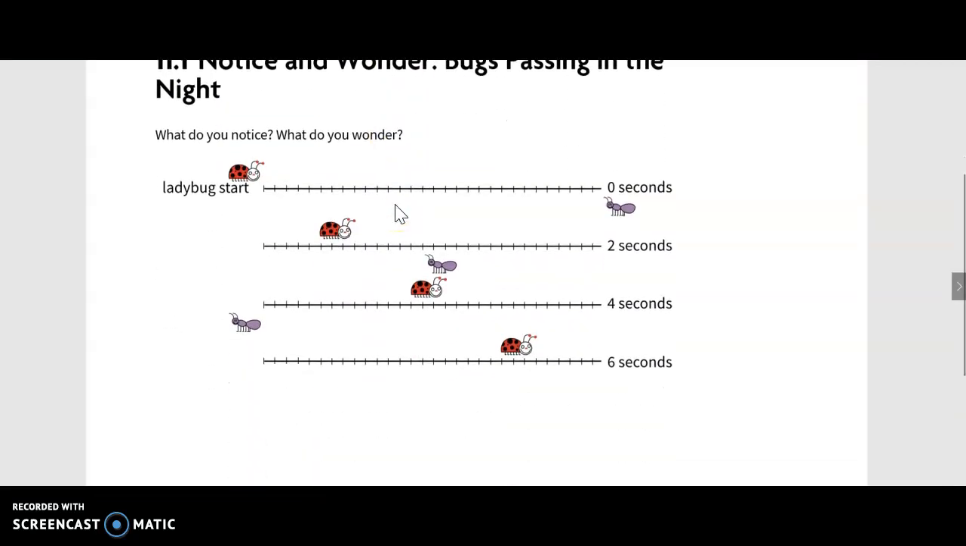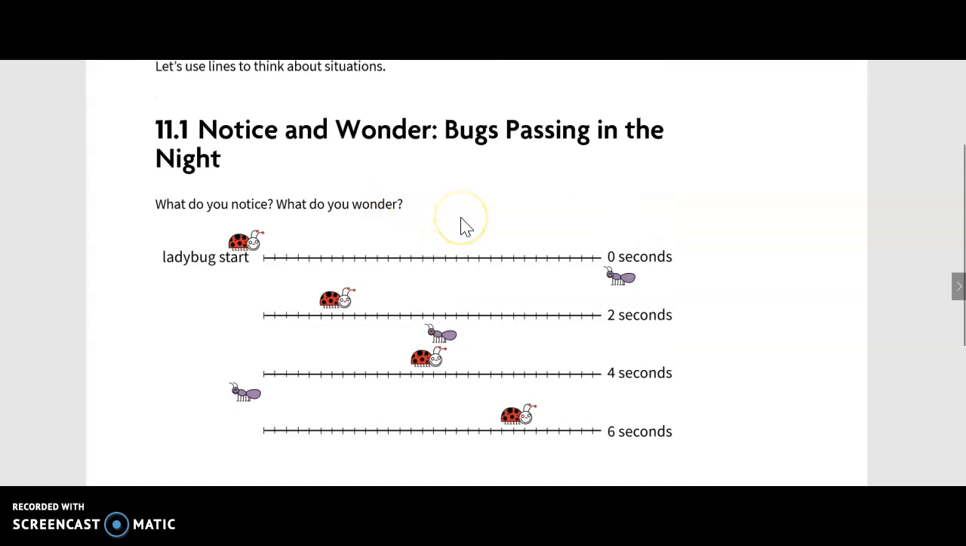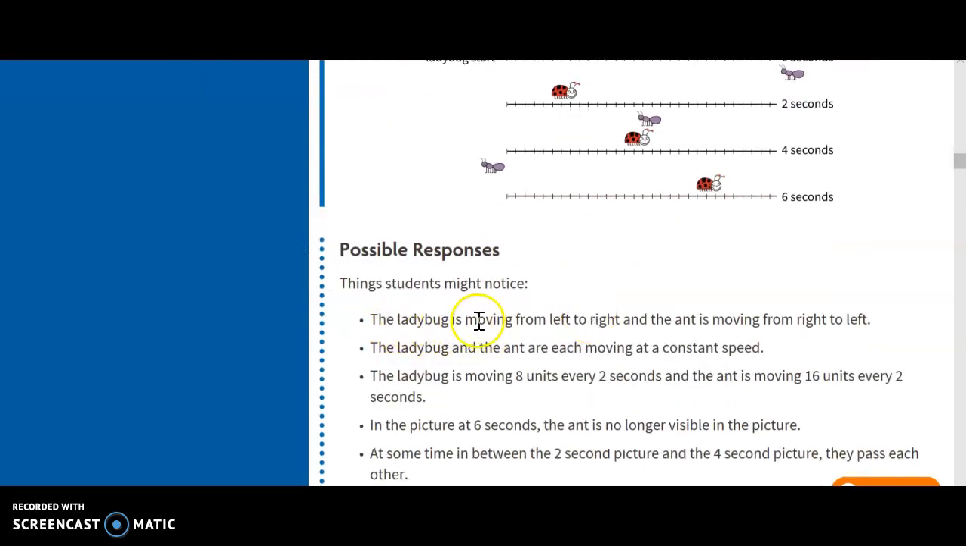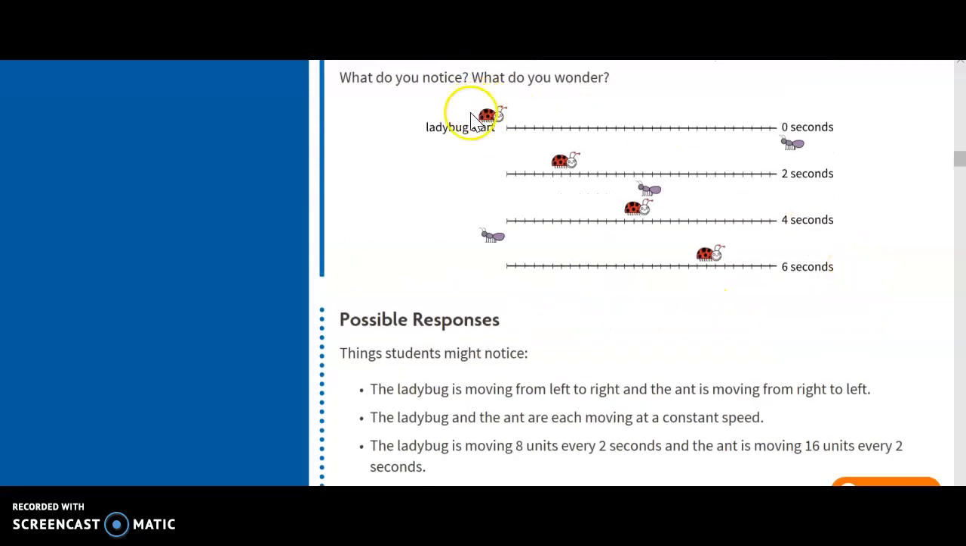Let's go ahead and look at the first part right here. What do you notice? What do you wonder? Go ahead and pause, take a look at it, and think about it before you start to play again. Okay, you should have a couple answers in your mind, a couple questions. So let's see whether you guys cover these as well. The ladybug is moving from left to right, and the ant is moving from right to left. Okay, so they're going from opposite sides.